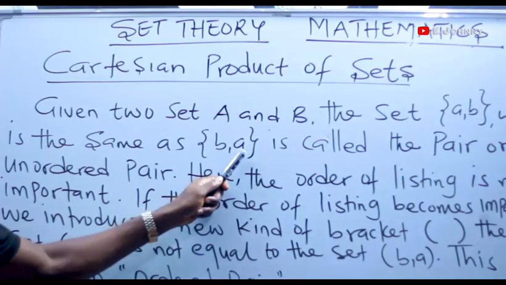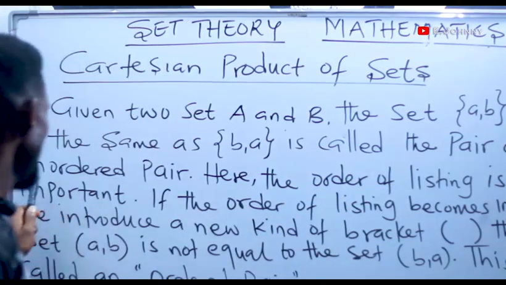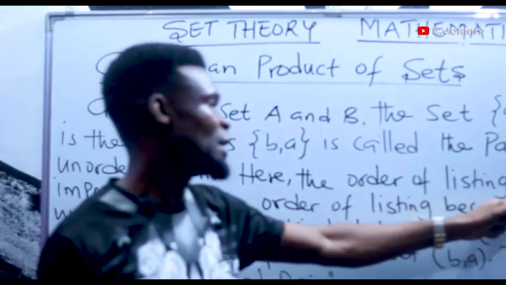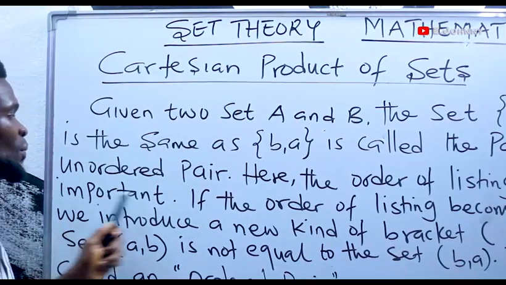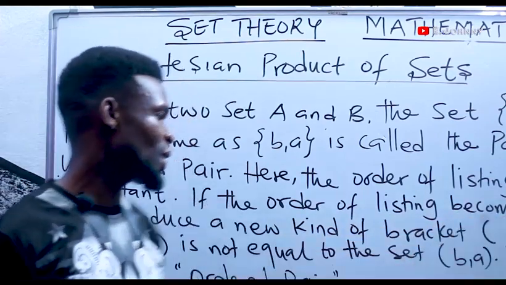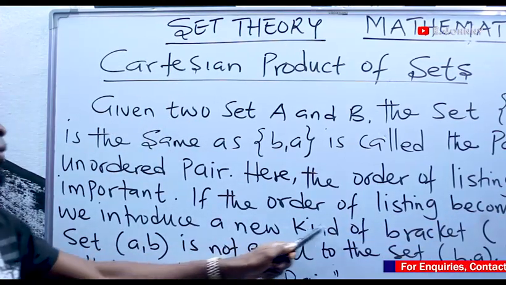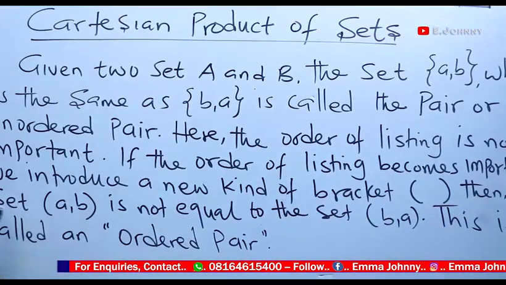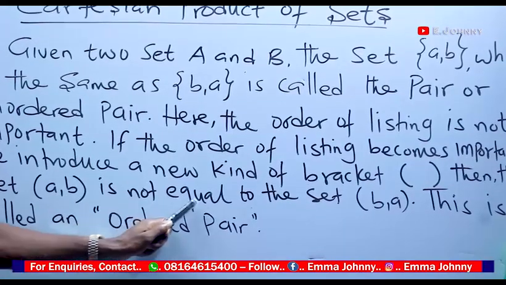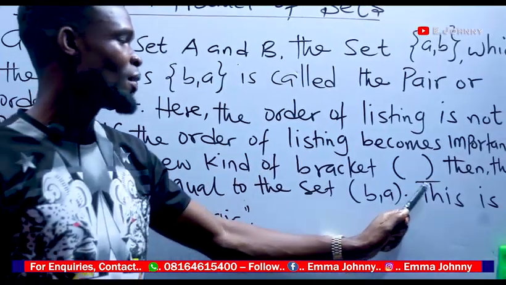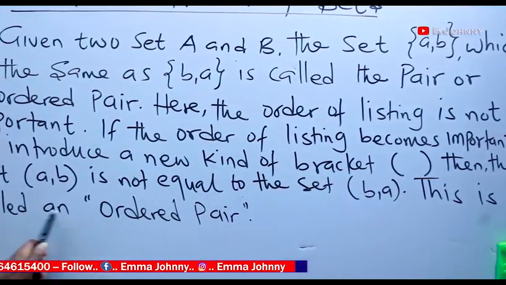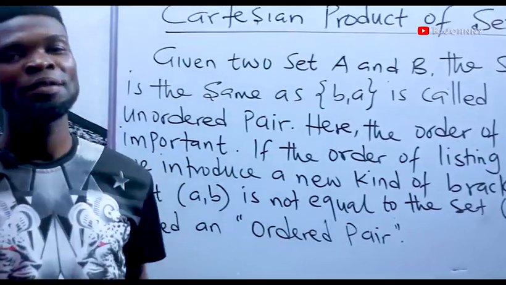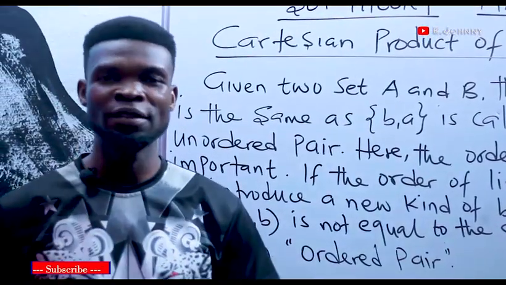the set {A, B}, which is the same as {B, A}, is called the pair or unordered pair. Here, the order of listing is not important. But if the order of listing becomes important, we introduce a new kind of bracket, which is this. Then the set (A, B) is not equal to the set (B, A). We say this is called an ordered pair. All that is grammar.